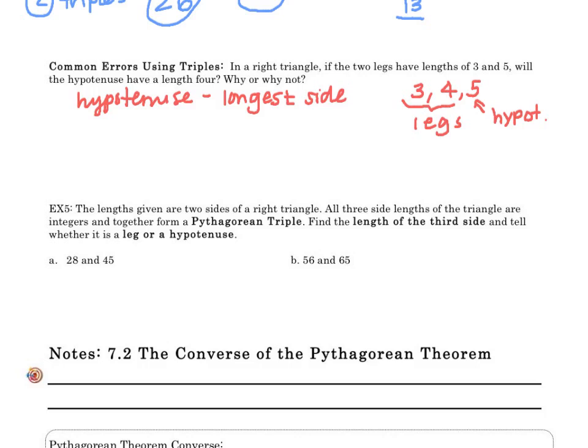So this question says, in a right triangle, if the two legs have lengths of 3 and 5, I'm going to try to draw as well as I can to scale a triangle with sides of 3 and 5. Can the hypotenuse have a length of 4? Here would be the hypotenuse of length 4. Did this form a triangle? You can clearly see that it didn't. The side of length 4 didn't make it that far. But if you had legs of 3 and 4, that would work just fine as a Pythagorean triple. Your last side could be 5.